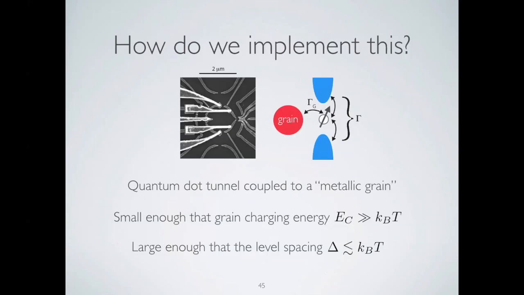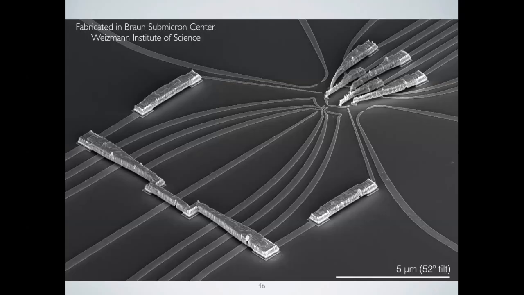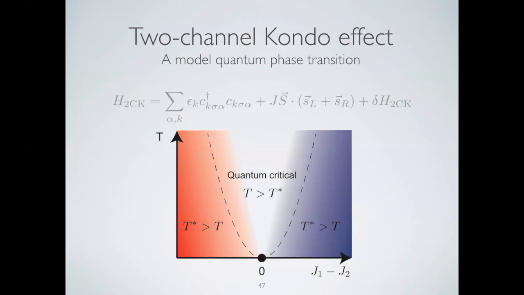Yuval Oreg and I spent years trying to figure out how to create an overscreened system like this. And I'm happy to talk for the experts about how we actually do this. But the bottom line is we build a system that should show the two-channel Kondo effect with tunable coupling to the two channels. Here's just a fun picture; this was a non-trivial thing to make. One of my students joined me when I was on sabbatical at the Weizmann Institute and spent 6 months figuring out how to make these fancy things.